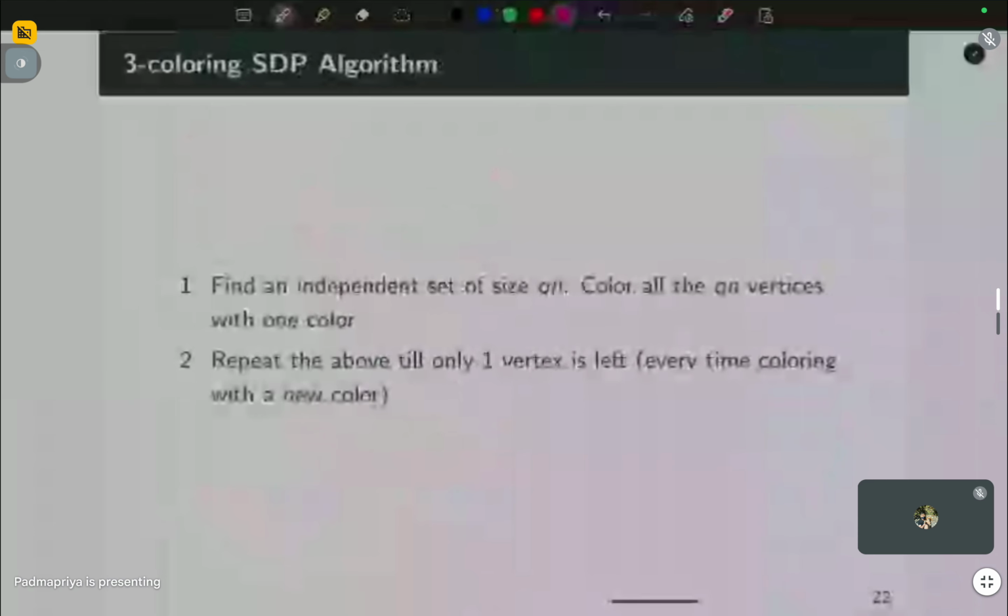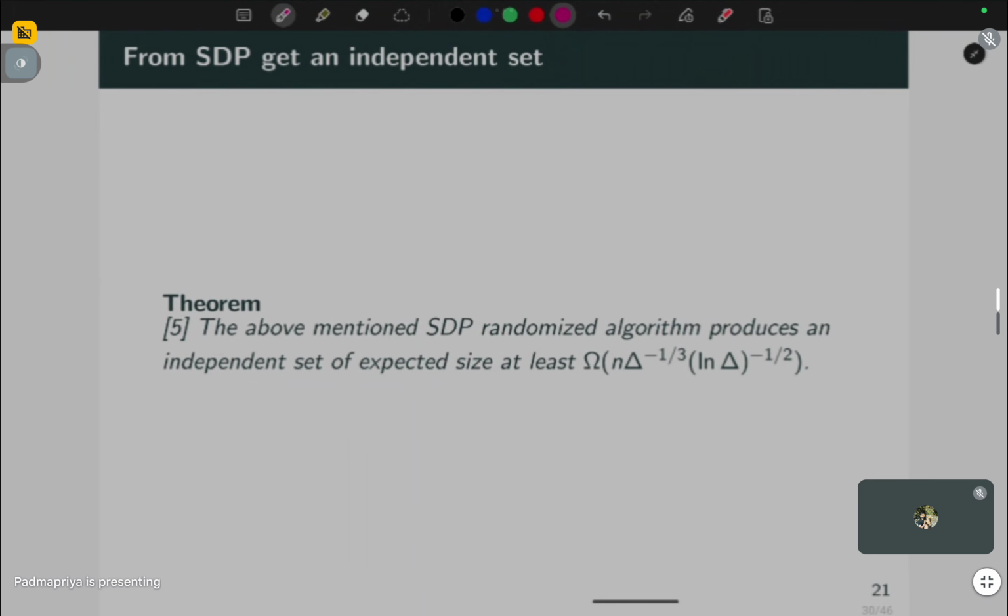Simple. Given an independent set of some size qn, we are just going to color all of these with one color and repeat the process until only one vertex is left, coloring the graph. So this gives an approximate algorithm. You're not certain to get exactly 3 independent sets by this algorithm. There can be more cuts needed to get each big chunk of independent set, leading to more than 3 colors. How many exactly is what this theorem is going to say.